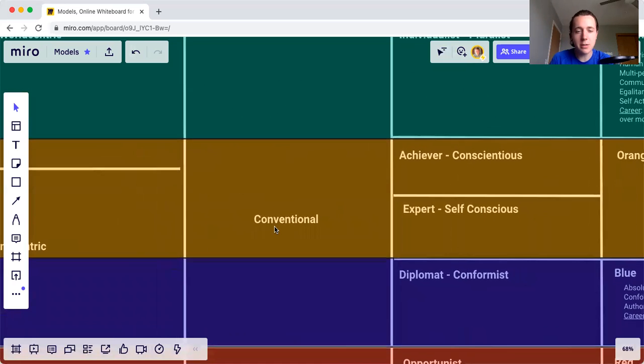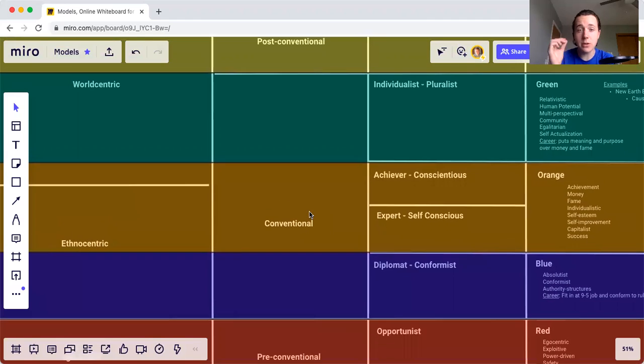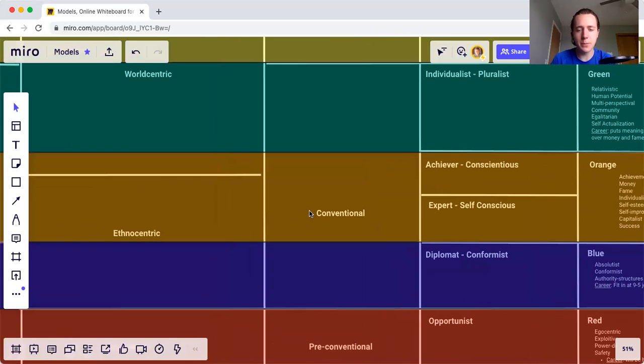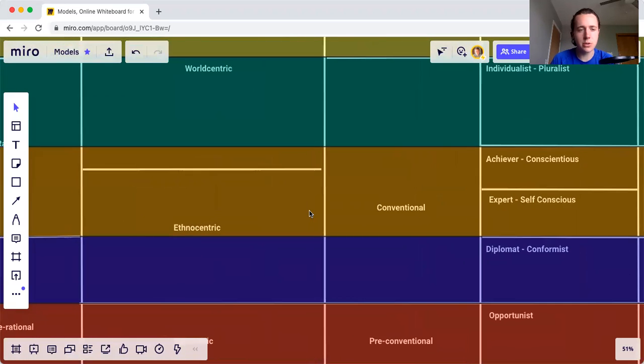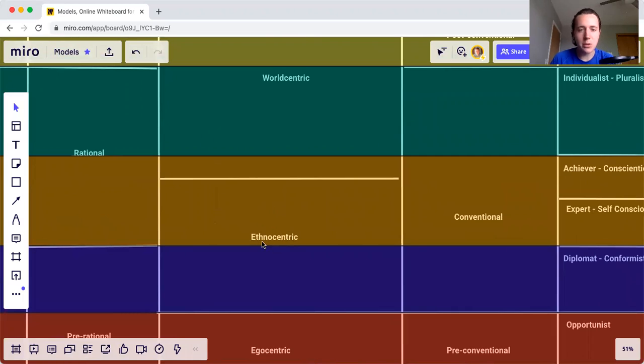Orange is still at the conventional stage. The conventional stage is just a conventional way of thinking. One has not transcended conventional thinking yet. We'll talk about what that means at some of the later stages, but it's just something to keep in mind. It's in between the ethnocentric and the world-centric ways of viewing the world.